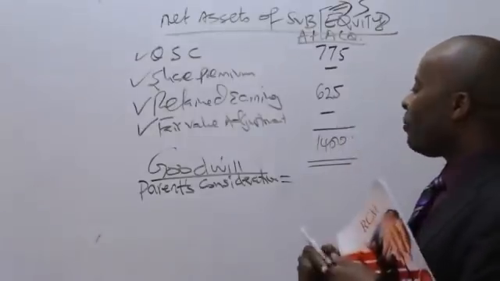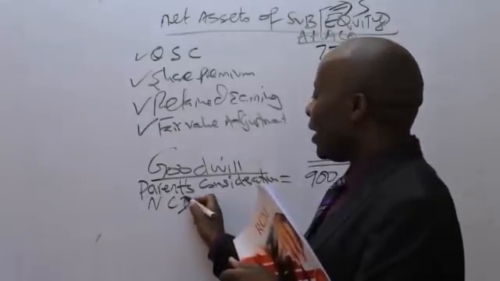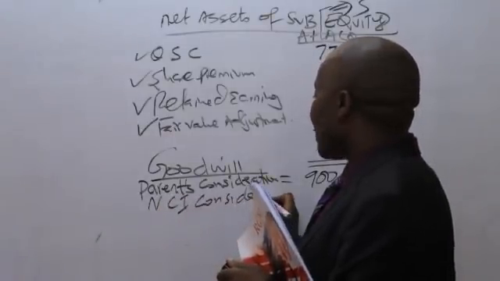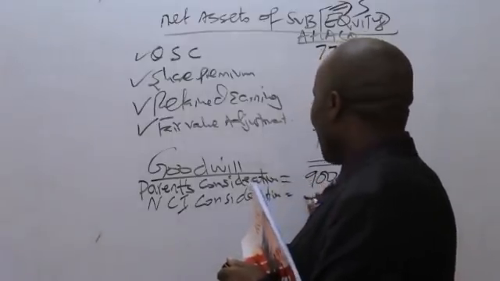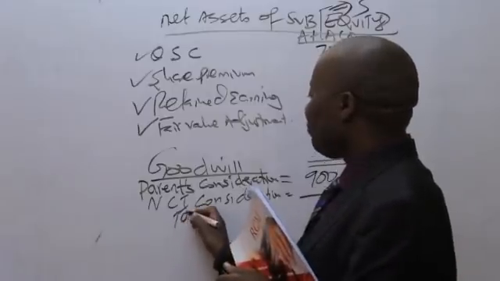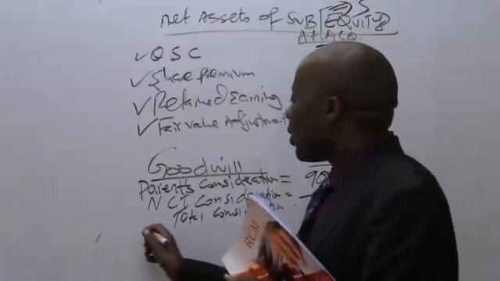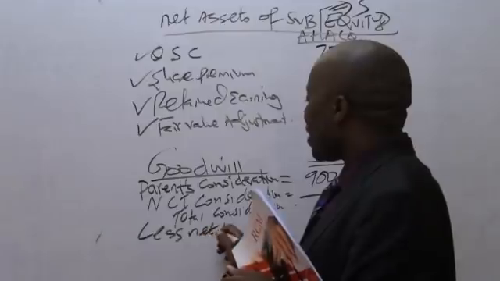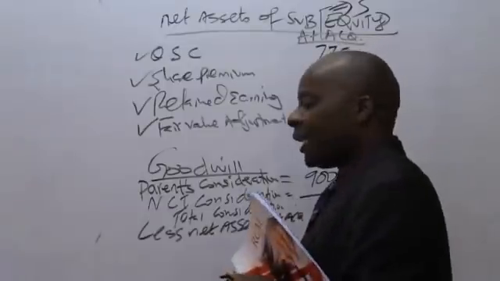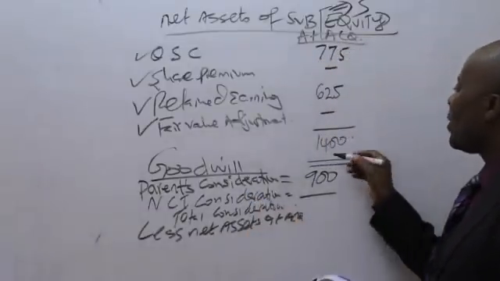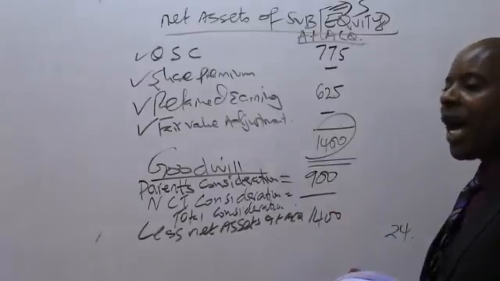So in this case, we have the parent's consideration, you write 900. Then you say, remember the parent never bought everything. For the NCI's consideration, first you leave a space. So you say here total consideration, first you leave it. Then you say here below, less net assets at acquisition. Are you able to see the net assets at acquisition? The net assets at acquisition are these, 1,400.